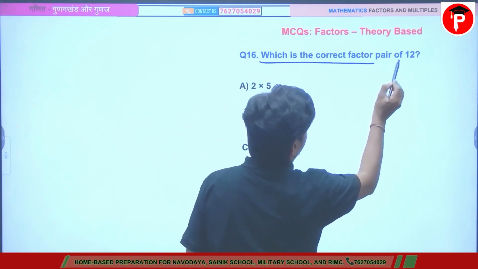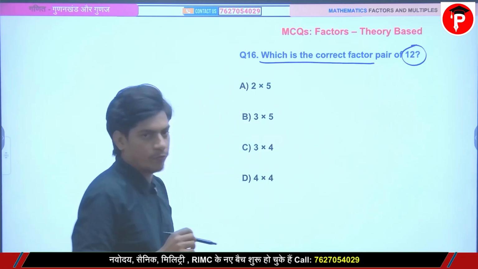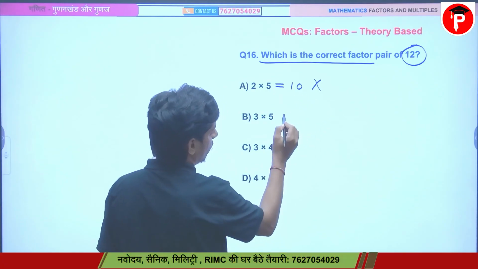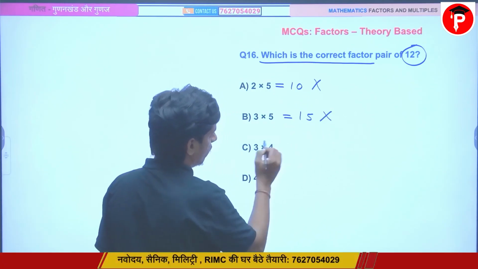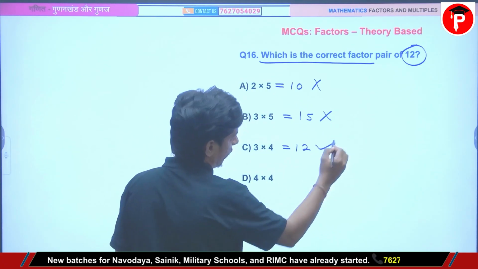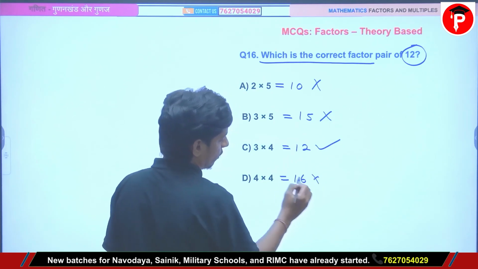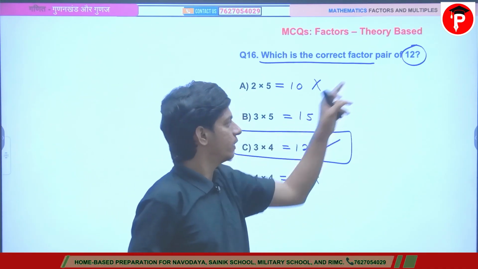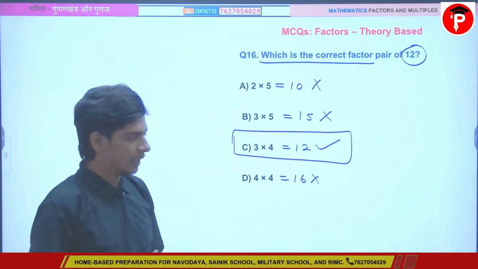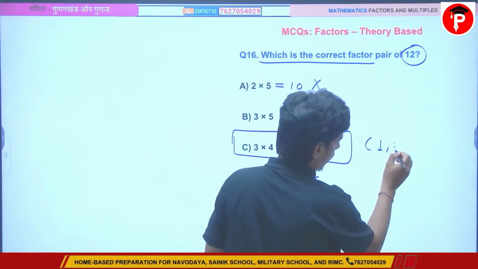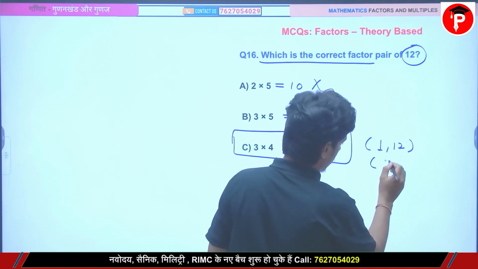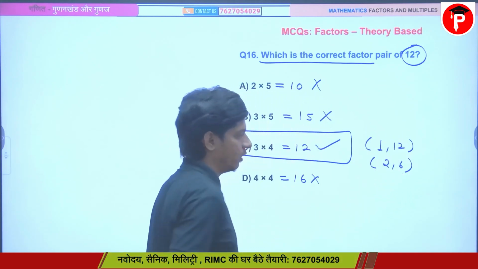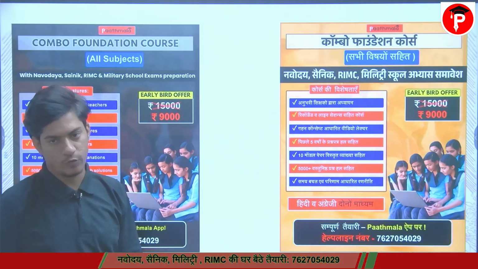Which is the correct factor pair of 12? Factor pair means if we multiply 2 with 5, we get 10. Wrong. 3 with 5, we get 15. Wrong. 3 with 4, 12. Right. 4 with 4, 16. Wrong. Because we want a factor pair of 12. Other pairs are 1, 12 and 2, 6. These are the other pairs of 12. Okay. Now we are moving next.